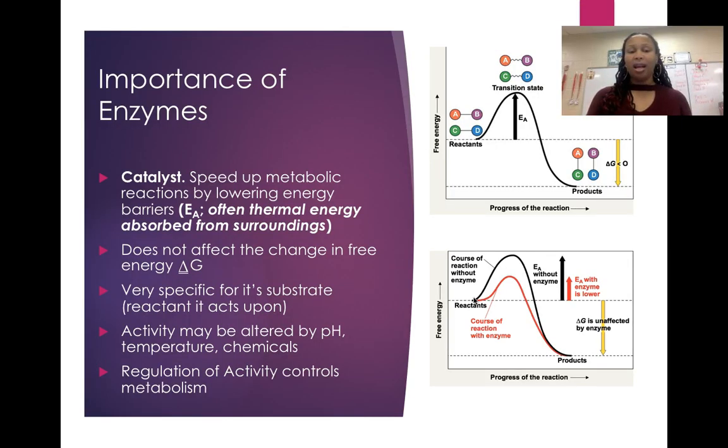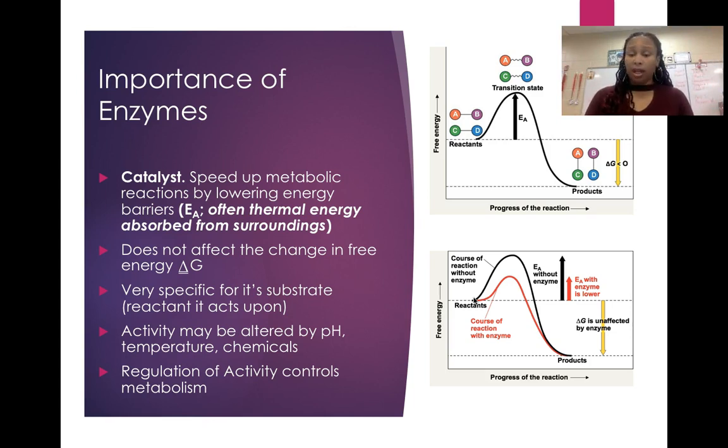Now, enzymes are extremely important because they are catalysts. And a catalyst is simply something that speeds up a metabolic reaction by lowering the energy of activation, those energy barriers. Typically, the activation energy is going to be some thermal energy that's going to be absorbed by the reactants from the environment. But what a catalyst does is it makes the environment correct, or it orients the reactants in a position so that this activation energy is lowered. Now, it does not change delta G. Delta G will be what it will be, but by lowering the activation energy, it makes that uphill climb a little bit shorter so the reaction can happen faster.